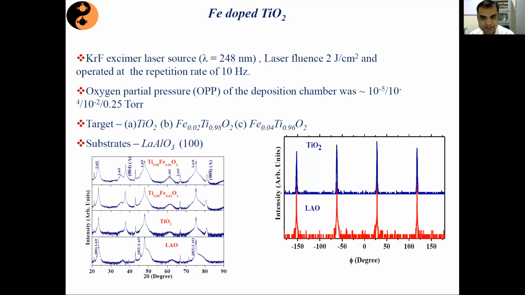You can always ask a question: yesterday you told us that PLD is good for retaining the stoichiometry, but how come your target is rutile, but in the thin film you are having the anatase phase? Please remember, stoichiometry is a different thing and phase is a different thing. Phase is something which is governed by the temperature and the oxygen partial pressure that your evaporants experience when they are reorganizing on the substrate surface.